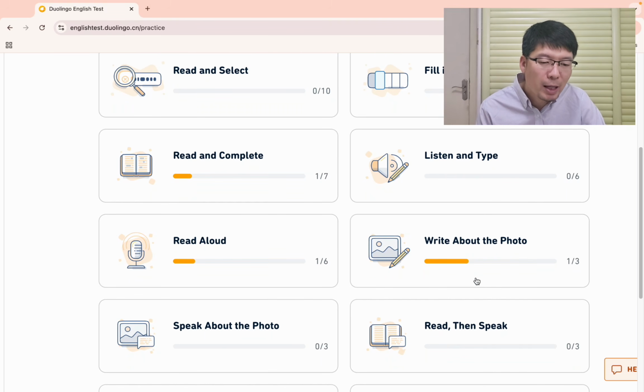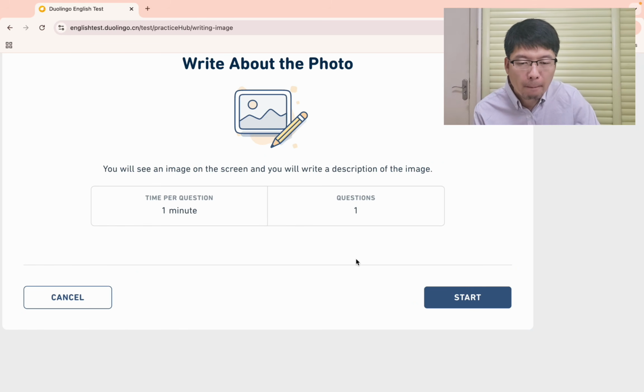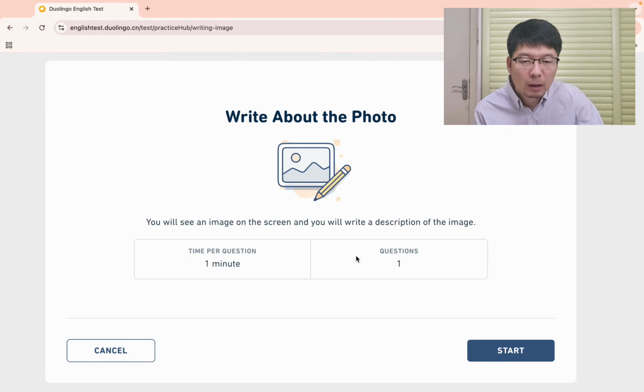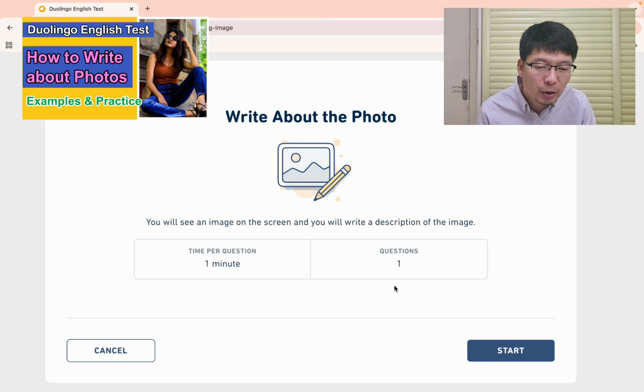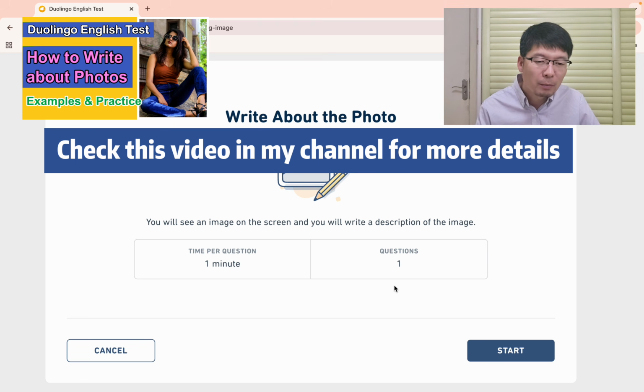The next question type is write about the photo. In this section, you will see an image on the screen and you write a description of the image. Regarding this question type, I have created a video to give you some specific tips and the details about how to perform well in this section, and you can check that video.